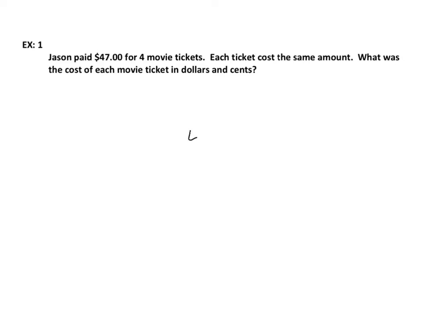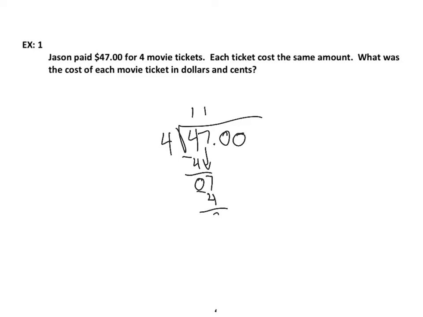We're going to put the money inside and the quantity of whatever we're looking at outside. So here we have 4 movie tickets on the outside and $47 on the inside. Now we can just divide like normal. 4 goes into 4 one time, and that's 4. Bring down our 7. 4 goes into 7 one time, and that is 4. It's 3, and we bring down our 0. We have to float the decimal up.